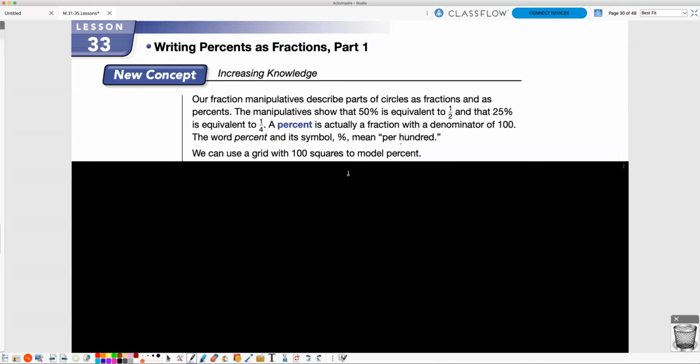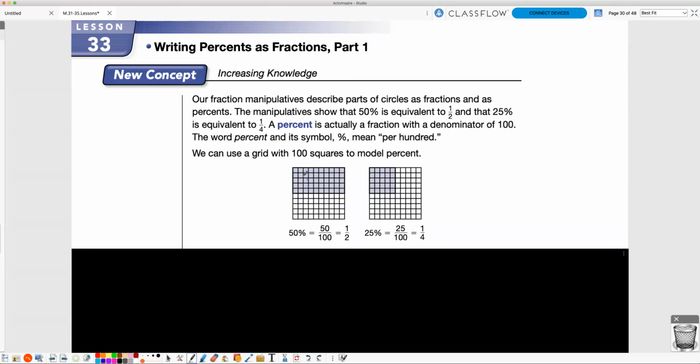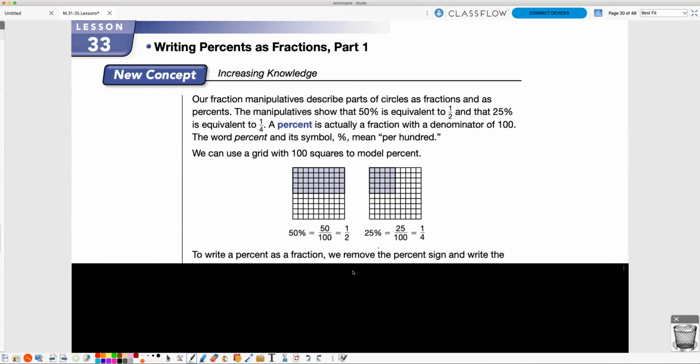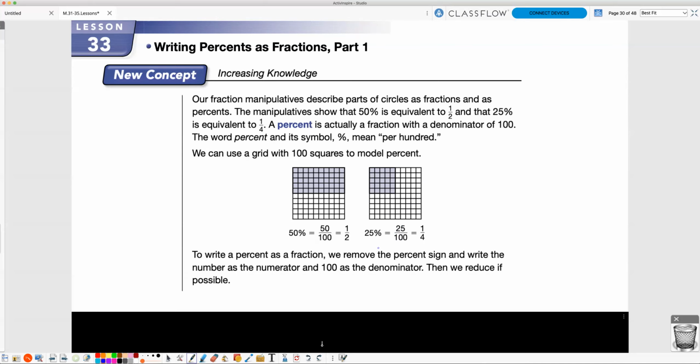We can use a grid with 100 squares to model percent. So here's 50%. There's 50 squares out of 100 total. It equals half of the total. Here are 25 of those squares shaded in out of 100 total squares. That would be 25 out of 100, and it is 1/4 of it. To write a percent as a fraction, we remove the percent sign and write this number as the numerator and 100 as the denominator. Then we reduce if possible.